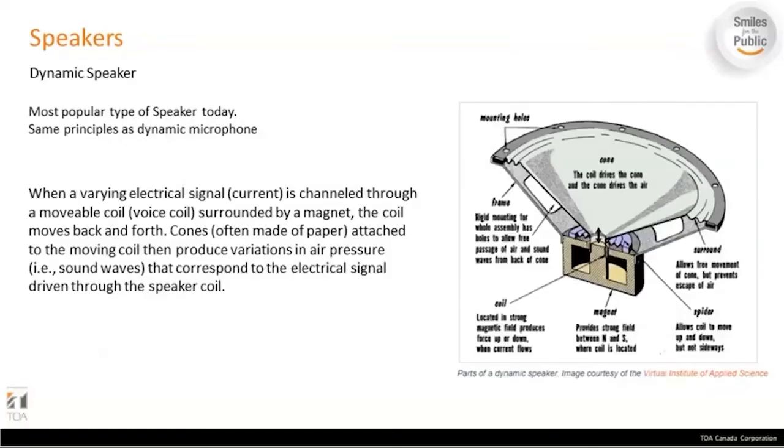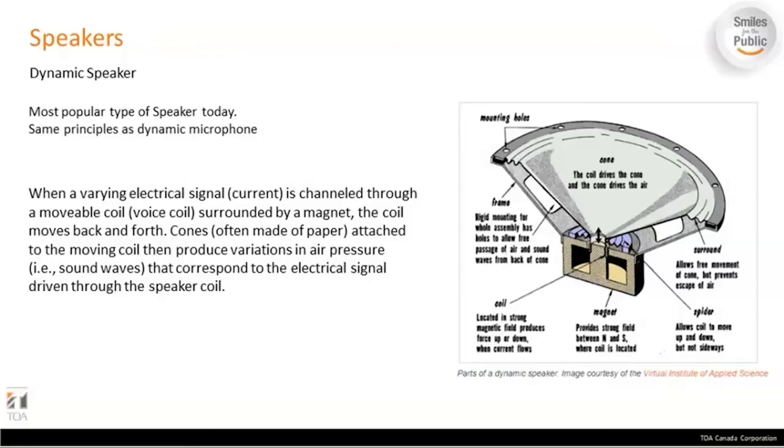Now, the type of speakers, one of the most popular ones is the dynamic type, which we often use. The principle is similar to that of a dynamic microphone, and to make it very easy, it's similar to how our ears work. When a varying electrical signal, that's the current, is channeled through a movable coil, that's a voice coil. So basically whenever someone talks to you, there is a signal which goes through your ear, and that is then processed, and then you listen to it.